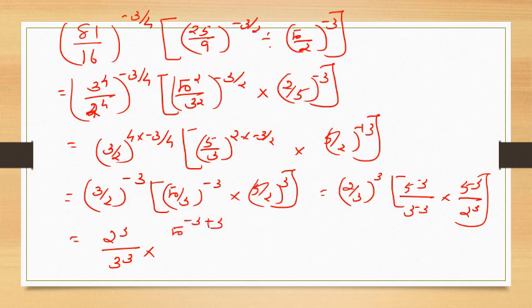minus 3 plus 3, 5 raised to 0, by 2 cube. This 3 raised to minus 3 goes up and becomes plus 3, raised to 3. 3 raised to 3, 3 raised to 3 cancel, 2 raised to 3, 2 raised to 3 cancel. So 5 raised to 0. What is answer? 1. Answer is 1.